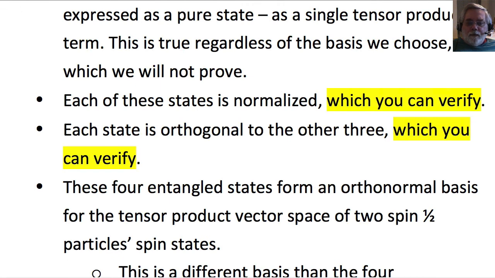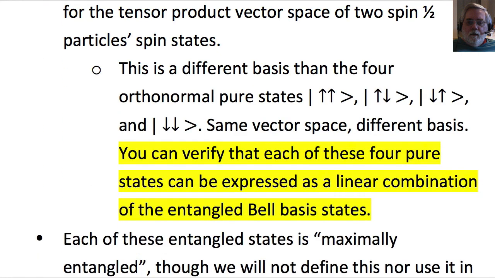These four entangled states form an orthonormal basis for the tensor product vector space of two spin 1/2 particles, spin states. This is a different basis than the four orthonormal pure states. So the same vector space, different basis. That's fine. You can verify that each of these four pure states can be expressed as a definite linear combination of the entangled Bell basis states.